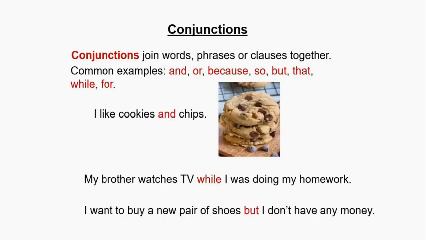I want to buy a new pair of shoes, but I don't have any money. Again, we have two clauses or parts of the sentence. I want to buy a new pair of shoes and I don't have any money. And both of these ideas, or two clauses, are related. So we want to join them together with the conjunction but. Alright?